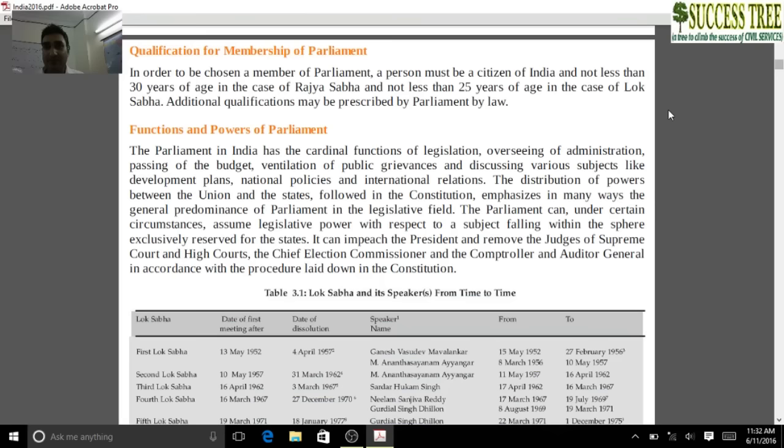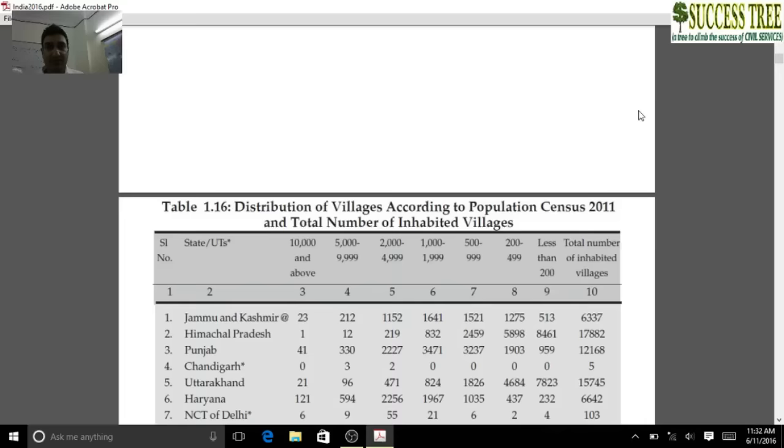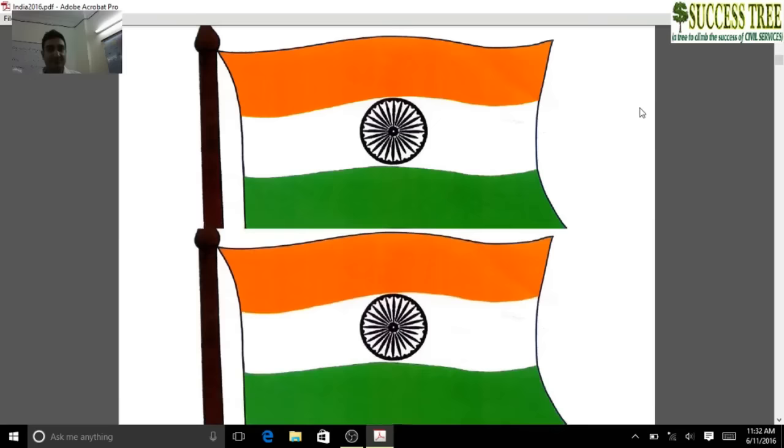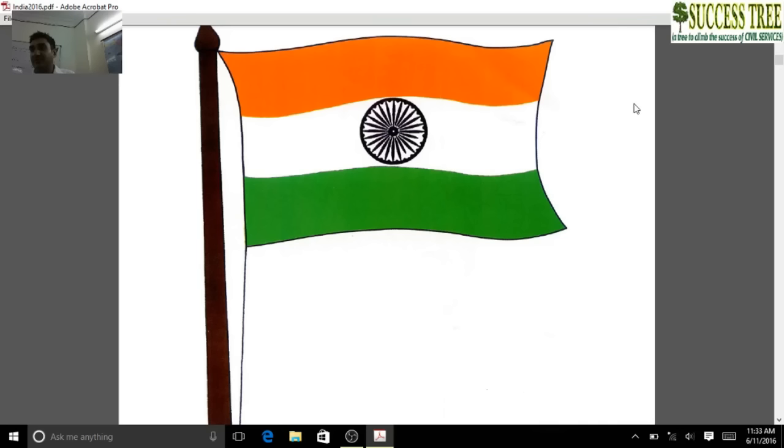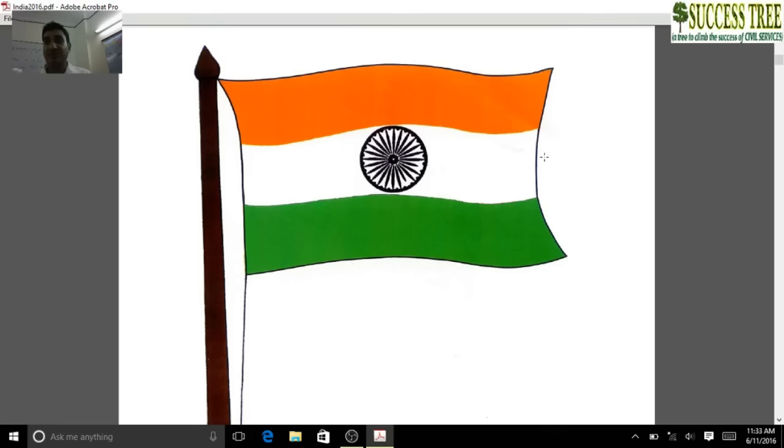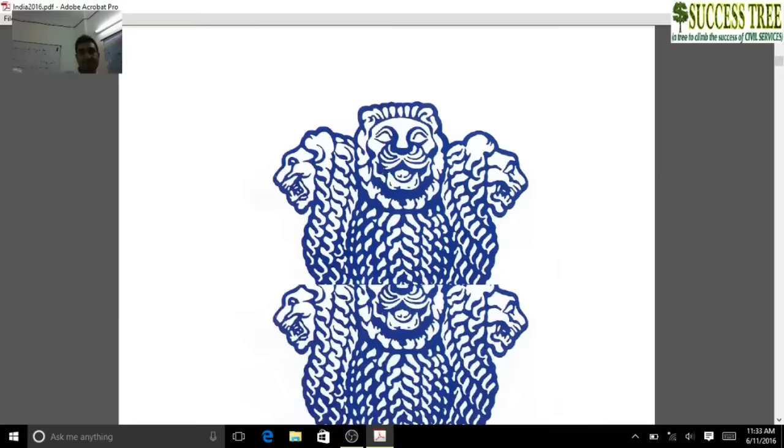Now come to the next chapter. Chapter number 2, that is polity, national symbols. National symbols we have defined. So flag first, it showcases a flag. Before this emblem, one page before this emblem, flag. How are the dimensions of the flag, in what proportion, what ratio? 2 is the width, 3 is the height, 2:3. Saffron, white, green, you know this.